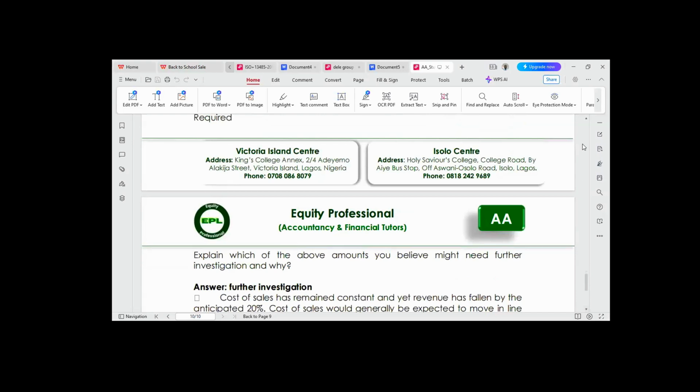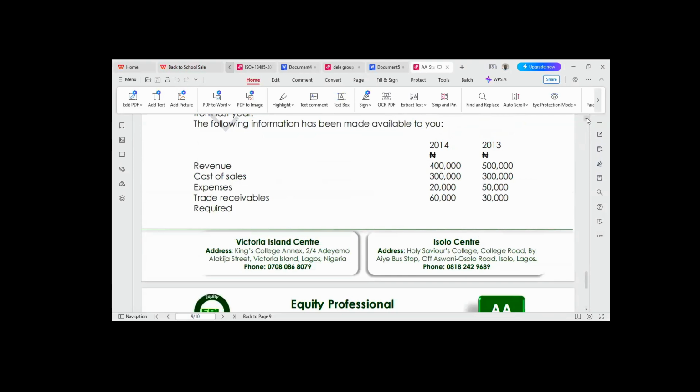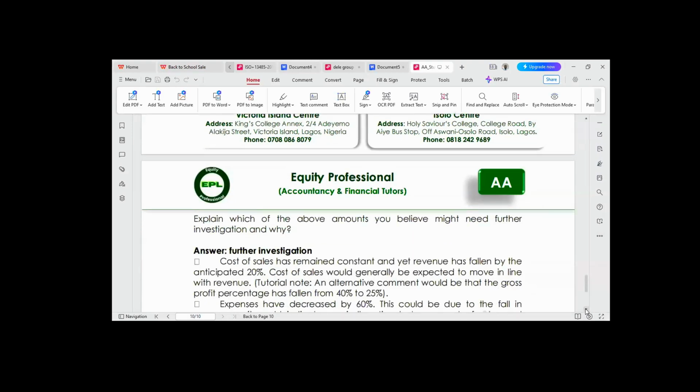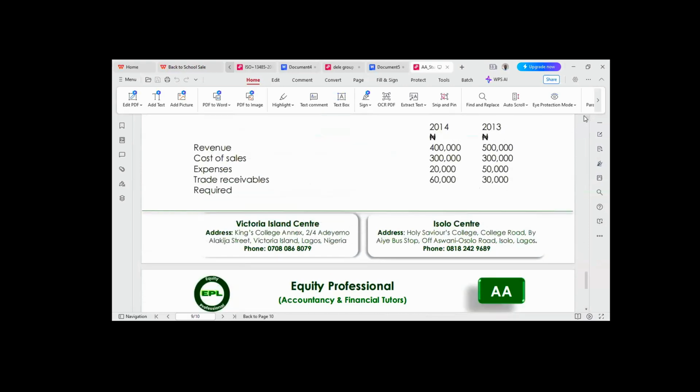So what that means is that you are going to look at the information given to you, just comparative 2023 and 2024. You have revenue, you have cost of sales, you have expenses, you have trade receivables. That's all that you are given. They are now asking you, required: explain which of the above amounts you believe might need further investigation and why. You need to look at them one by one. You start with the cost of sales. So you look at cost of sales.